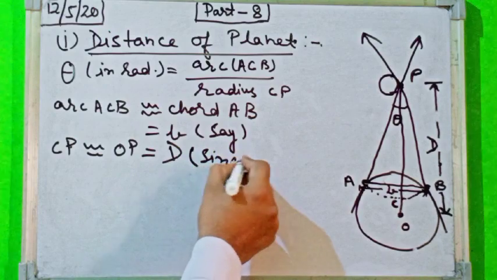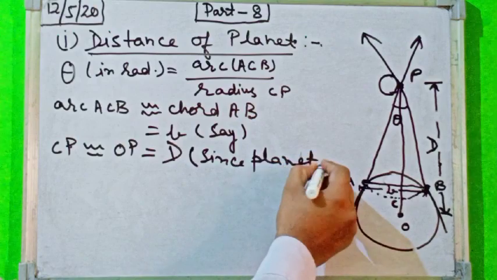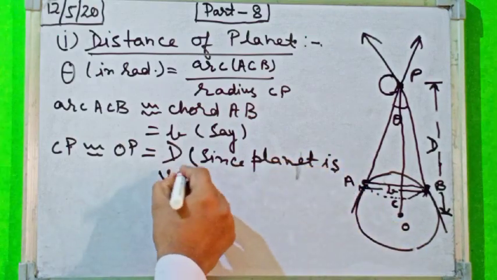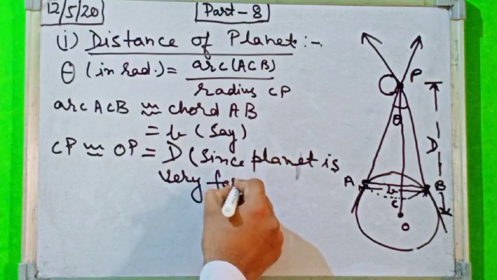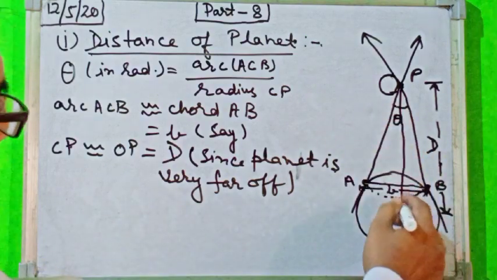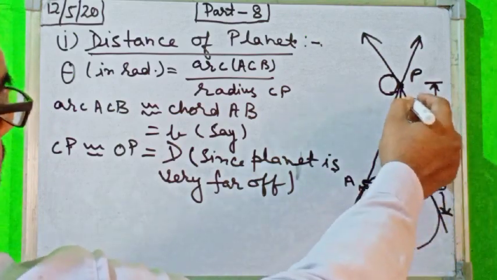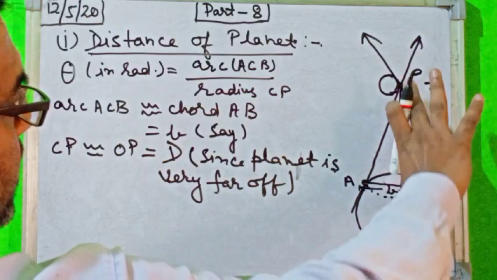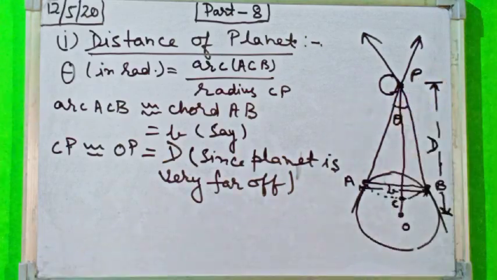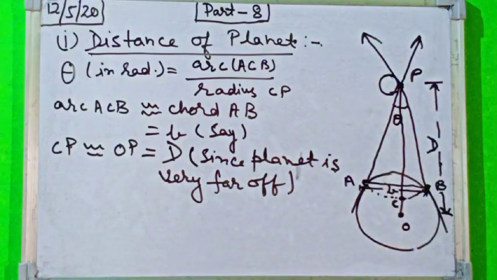Since planet is very far off, CP is approximately OP. This point C is in the middle of this arc. CP is equal to the distance of this point P from the center, OP, and this distance OP we had considered as capital D. That is the distance.